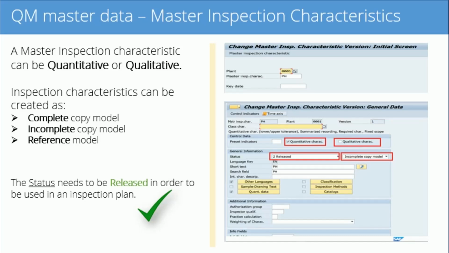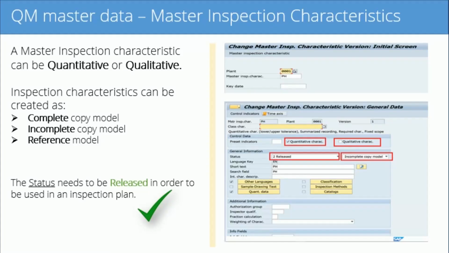So what does it mean? In a reference copy model, you cannot make changes to the MIC which has been copied in the inspection plan. You have to do that in the MIC transaction itself. A case for this would be a quality parameter that does not undergo any change and has a fixed value.